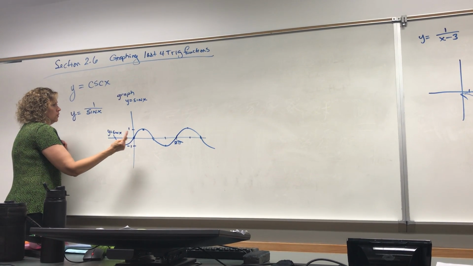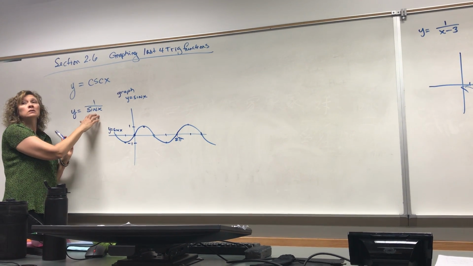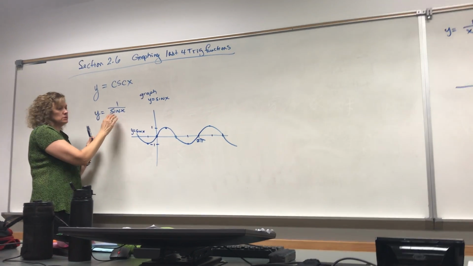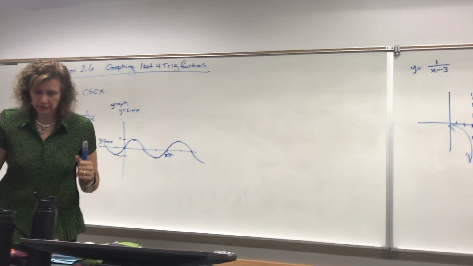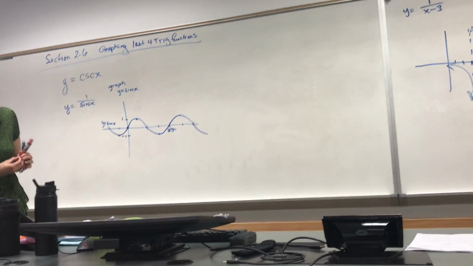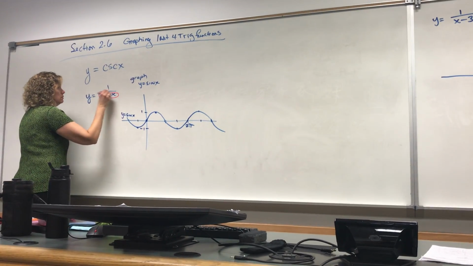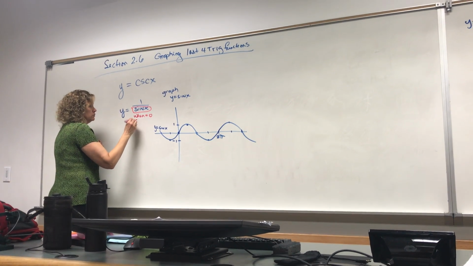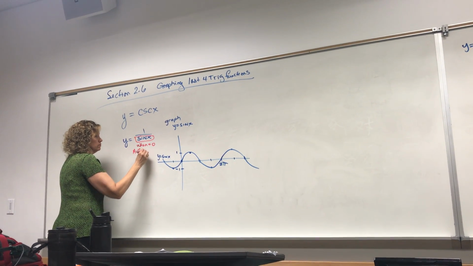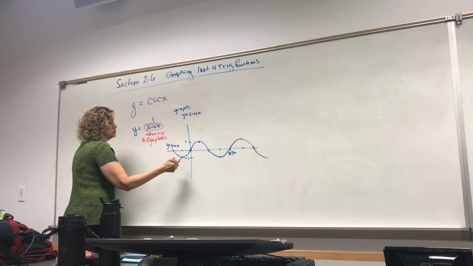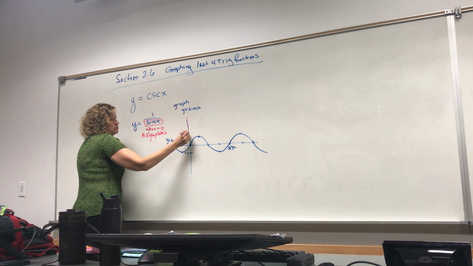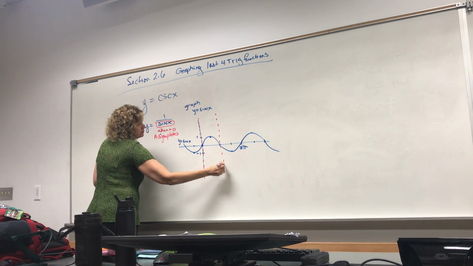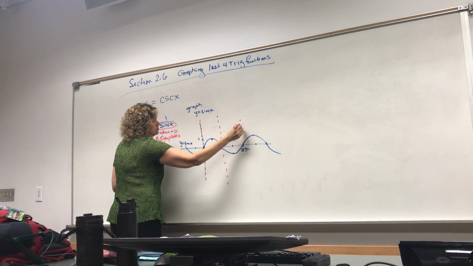Okay, so when x is 0 is where we're going to have problems. Not when x is 0, excuse me, take that back. When the sine of x is 0, then we're going to have our asymptotes. So, sine is 0 right here. Sine is 0 here. Sine is 0 here.